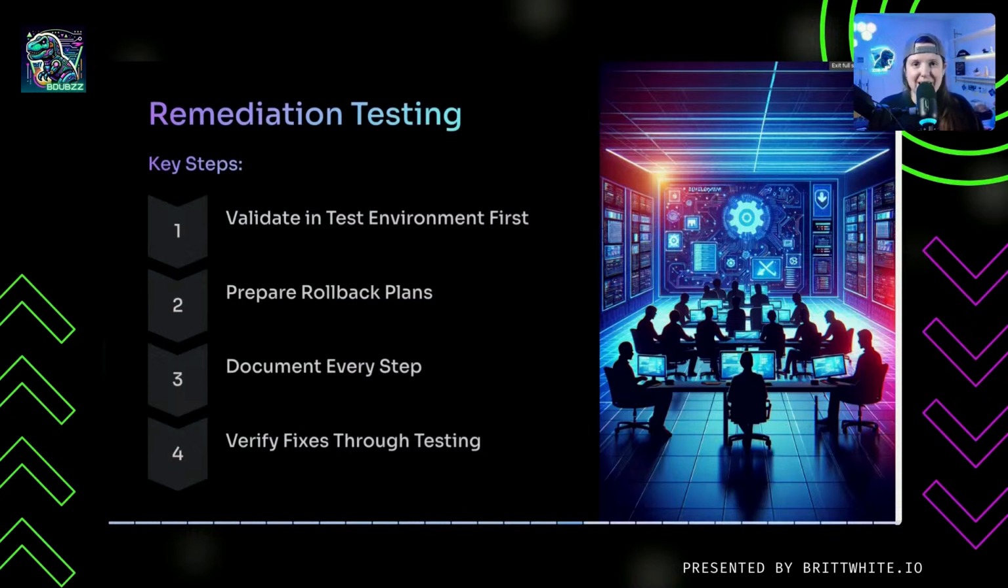For example, if a scan reveals servers with outdated software that's vulnerable to exploits, we'd prioritize sensitive data servers first, test our patches in development, implement with rollback plans ready, and document everything to reduce risk quickly while making sure we can repeat the process if we need to.